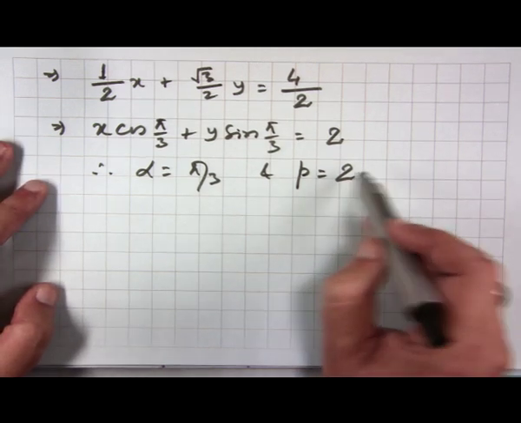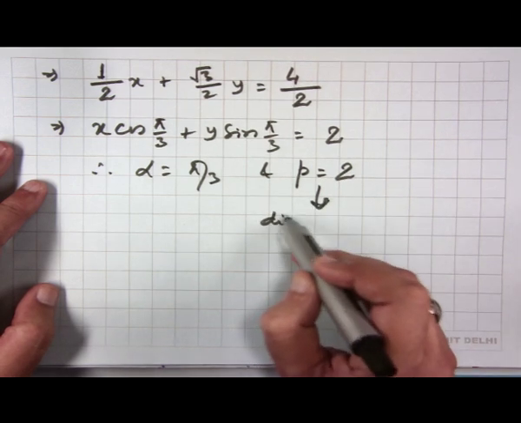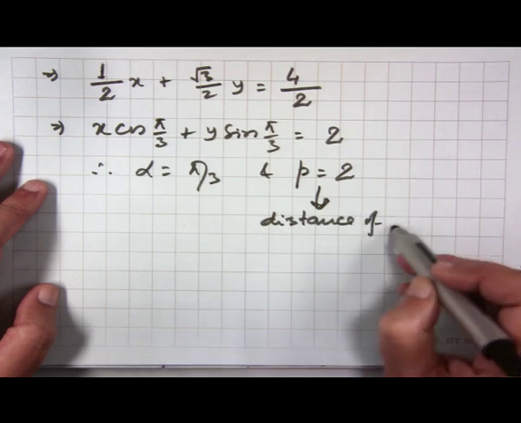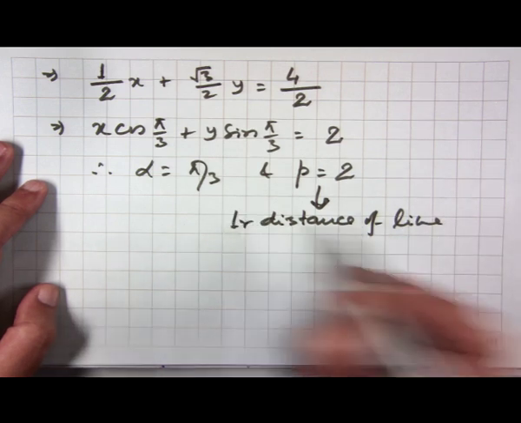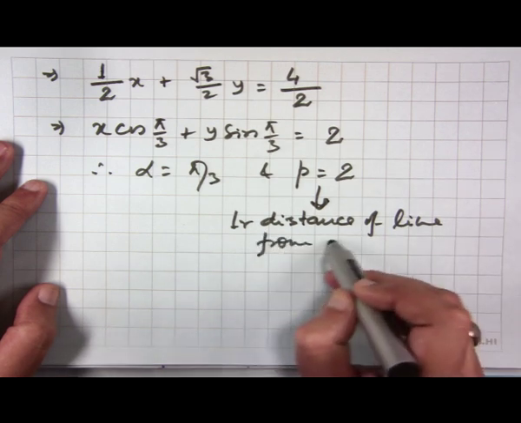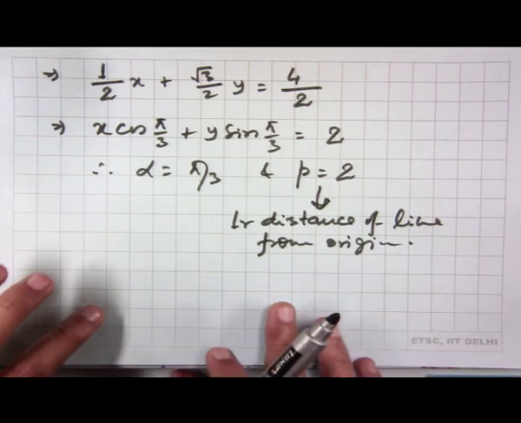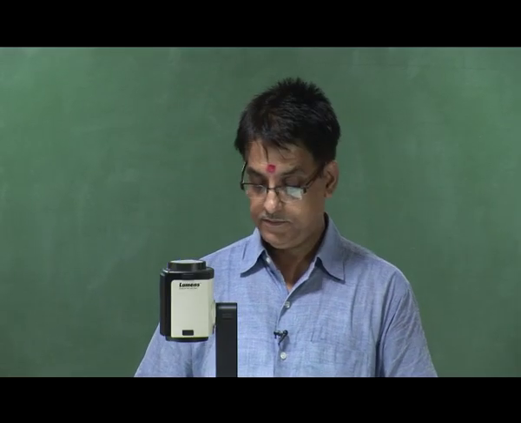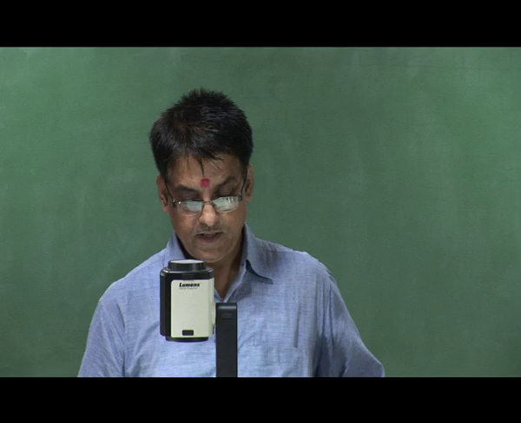So this is the perpendicular distance of the line from the origin. So in this way we can reduce any equation to normal form. Now another example.